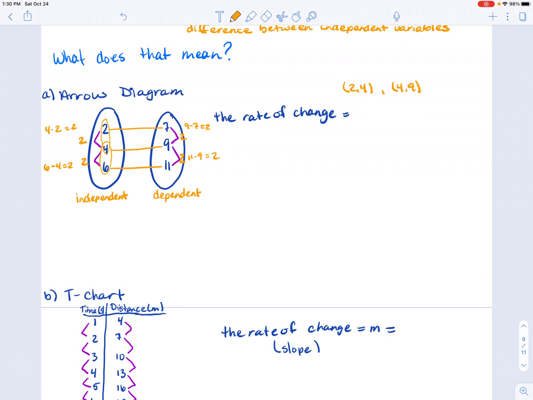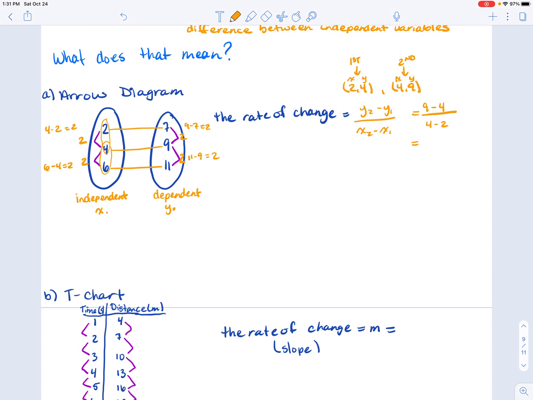If I'm going to write it by the formula, where my dependent are, I'm calling my y's, and my independent are my x's. So I have an x and a y, and I have an x and a y. These ones are my first ones. These ones here are my second ones. So my y2 minus y1 is 9 minus 4, because these ones are the second ones and these ones are the first ones. And then my x2 minus x1 is 4 minus 2.